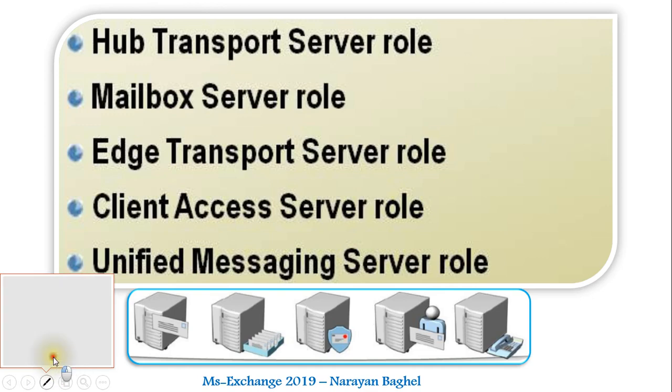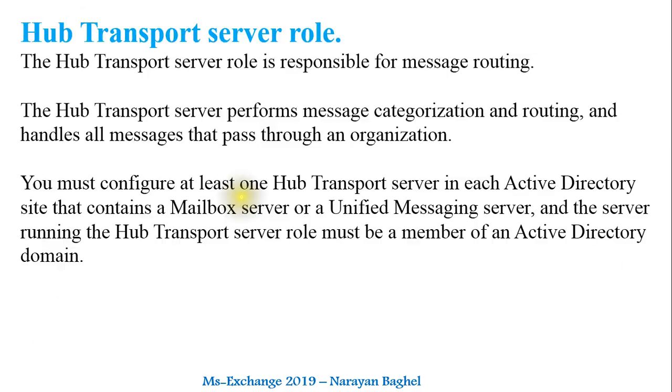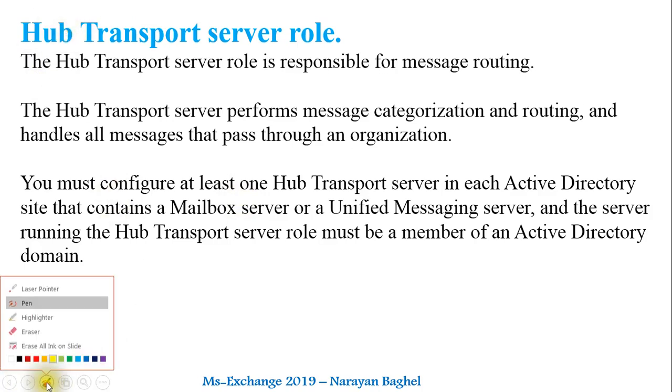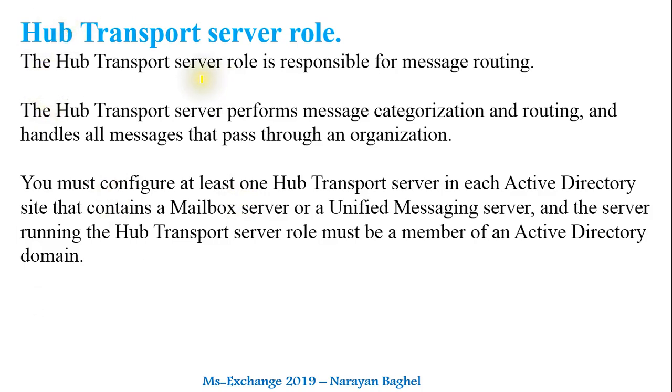So if I tell you about the Hub Transport role first, let me take the highlighter here. The Hub Transport Server role is responsible for message routing. The main primary function of the Hub Transport role was to take care of message routing. The Hub Transport Server performs message categorization and routing, and handles all messages that pass through an organization.